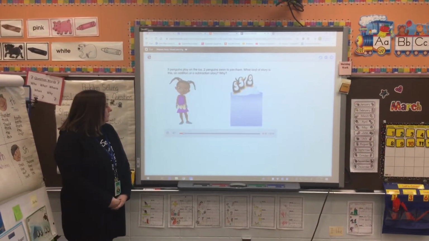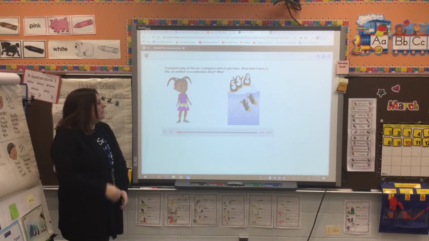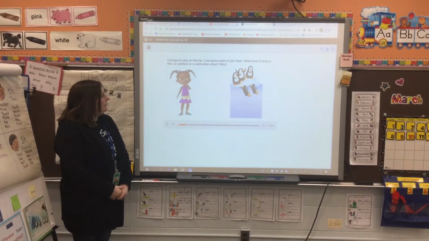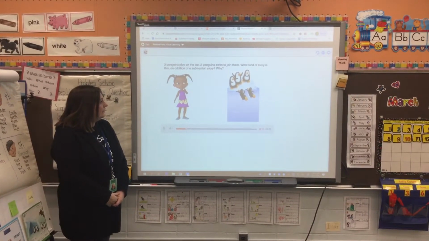Three penguins play on the ice. Two penguins swim to join them. What kind of story is this? An addition or a subtraction story? Why?